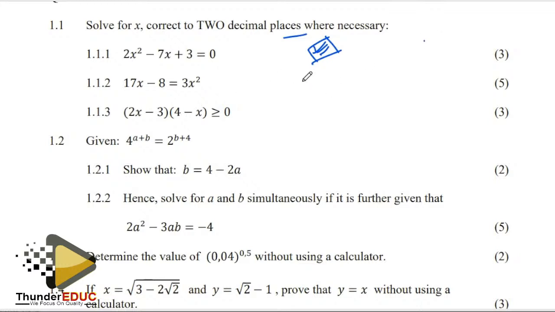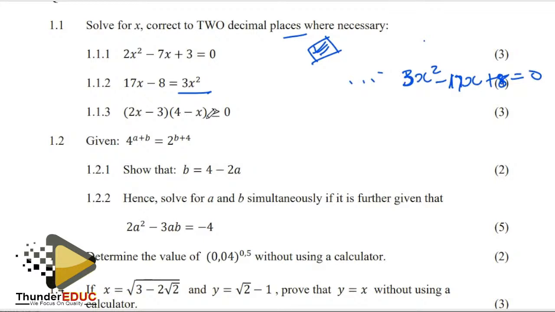Then for the second part, create the standard form first. So it's 3x squared minus 17x plus 8 is equal to 0. And then you can go on to solve.